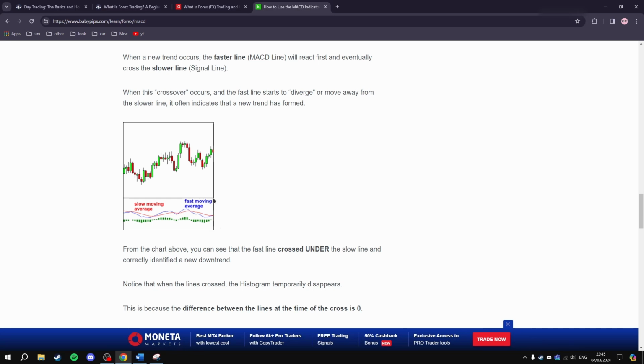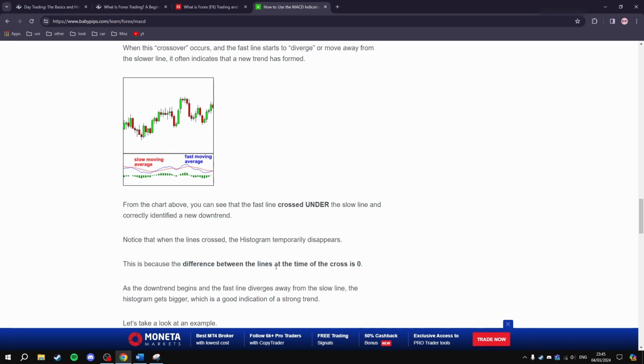And that's when the trend's formed, right? From the chart above, you can see that the fast line crossed under the slow line and correctly identified a new downtrend. The faster line crossed under the slower line. So the blue line here crossed under the red line, right here.